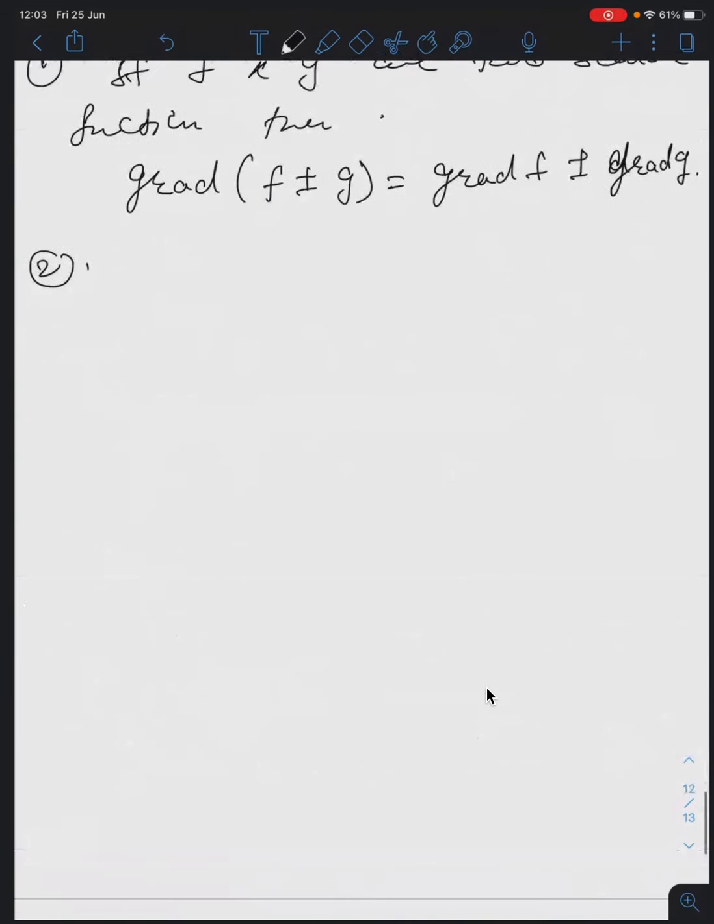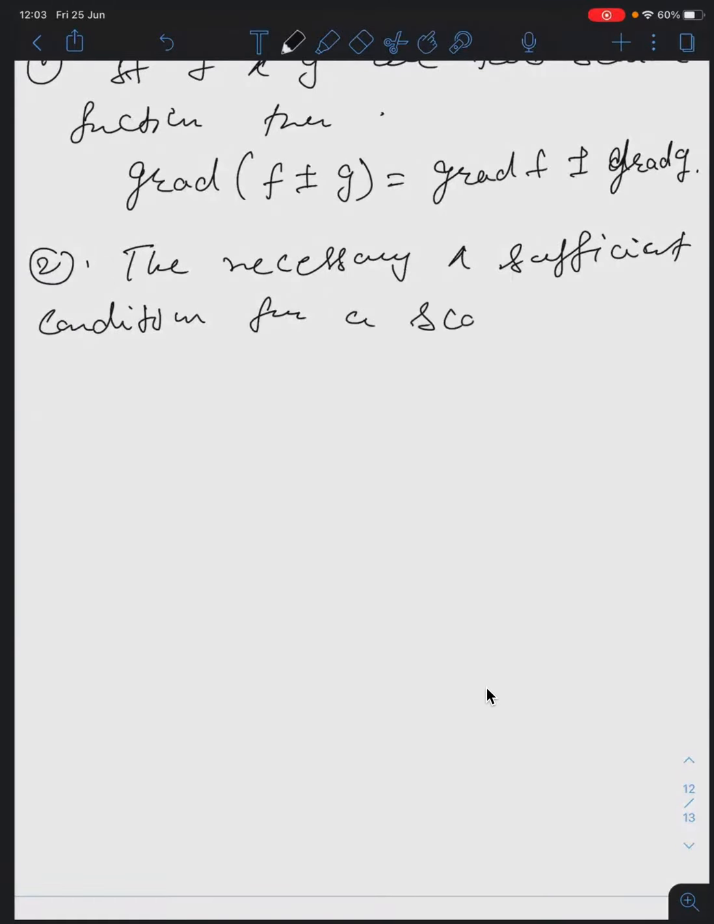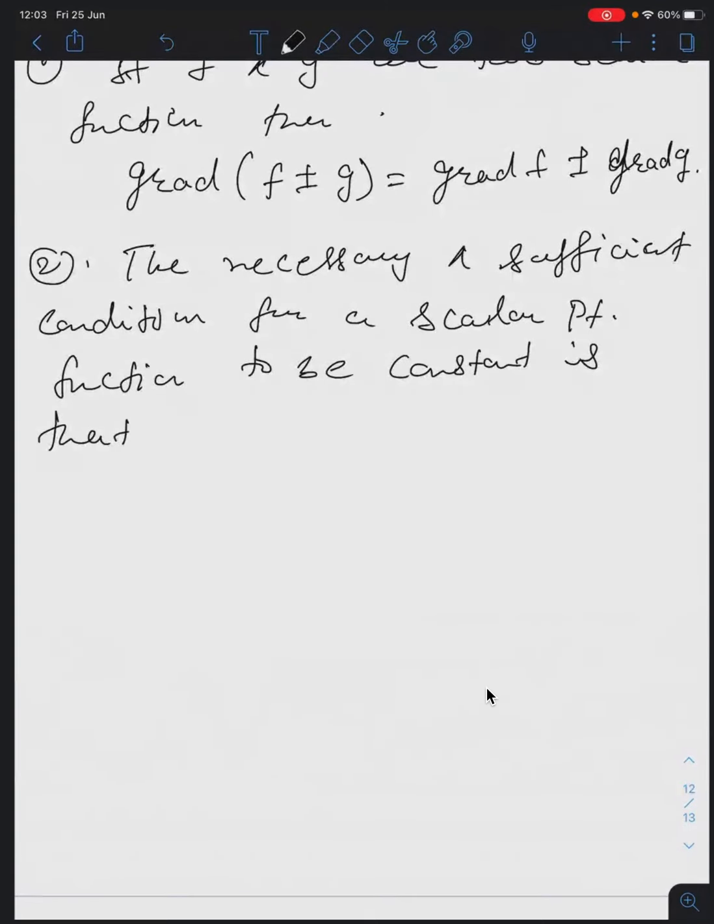So the necessary and sufficient condition for a scalar point function to be constant is that del f, that is the gradient of f, must be equal to the zero vector.